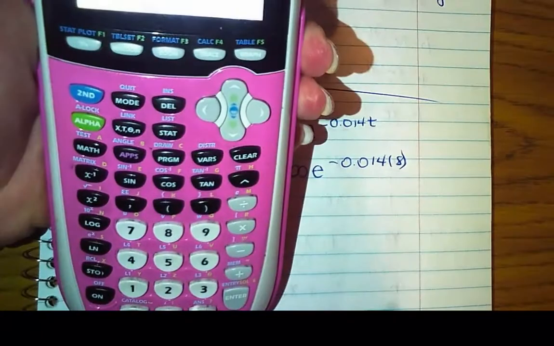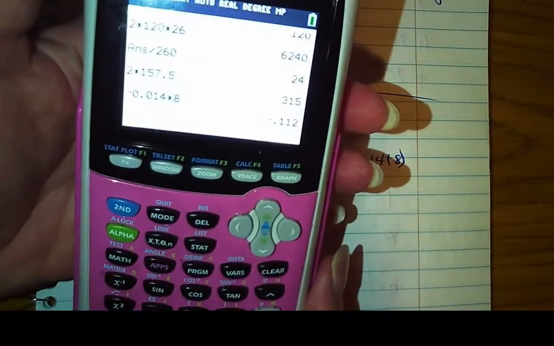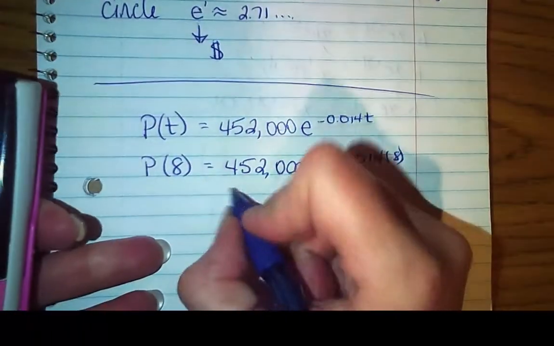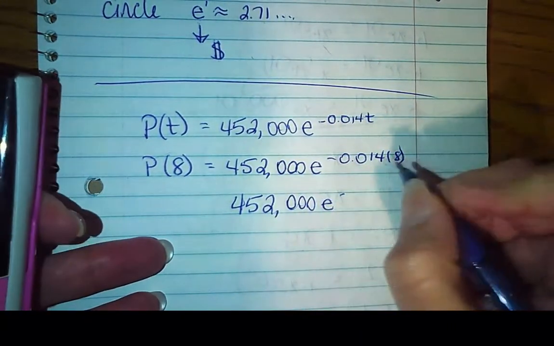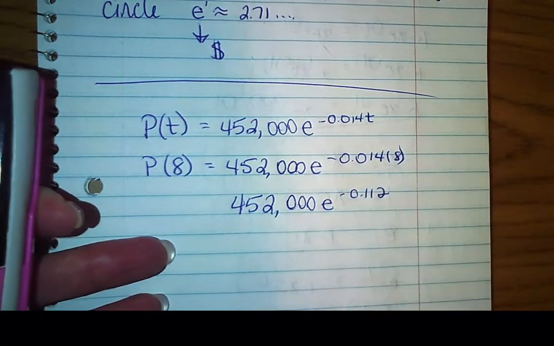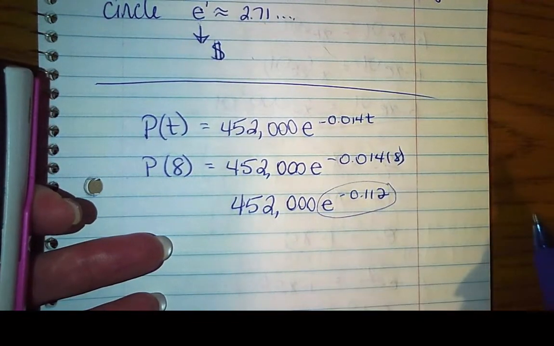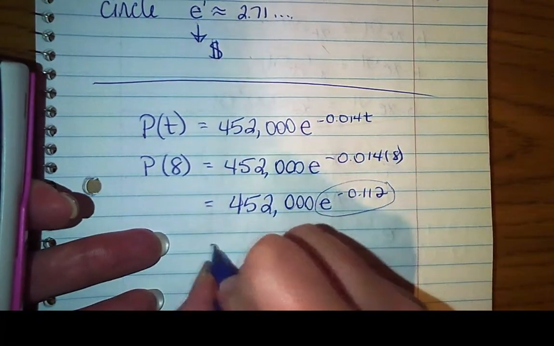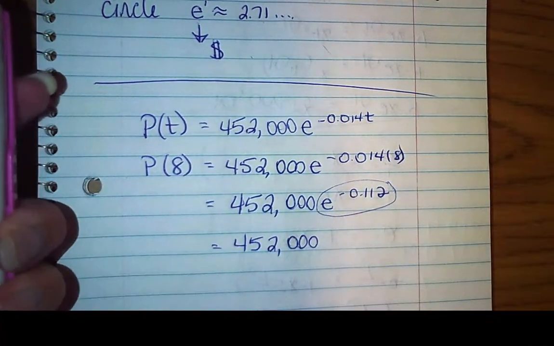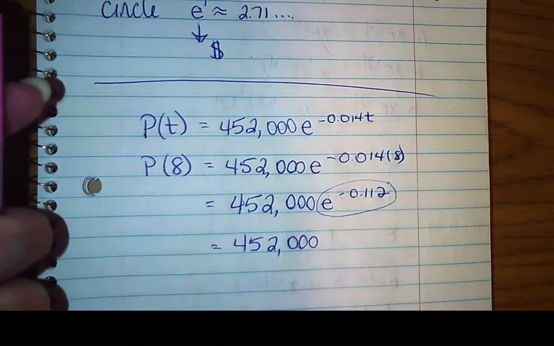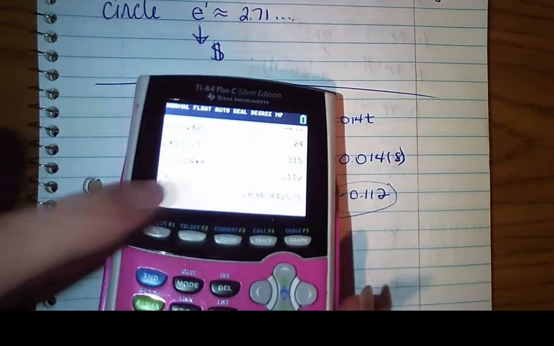What you have is a negative 0.014 times 8. And when I get that answer, I get negative 0.112. So 452,000 E to the negative 0.112. So exponent first. Now this exponent is only attached to the E, so I'm going to figure out what that answer is. This is going to go ugly really quick. So I have E to the negative 0.112, and that answer is going to give me a big, long, huge decimal answer.